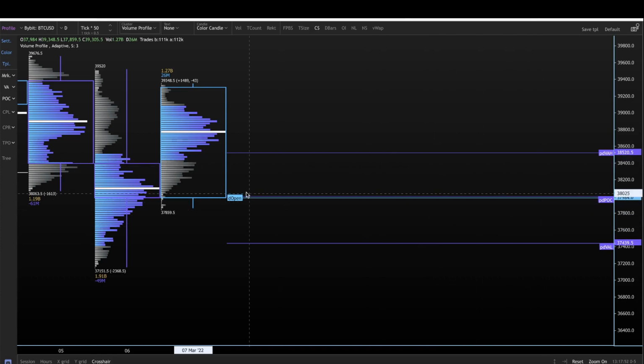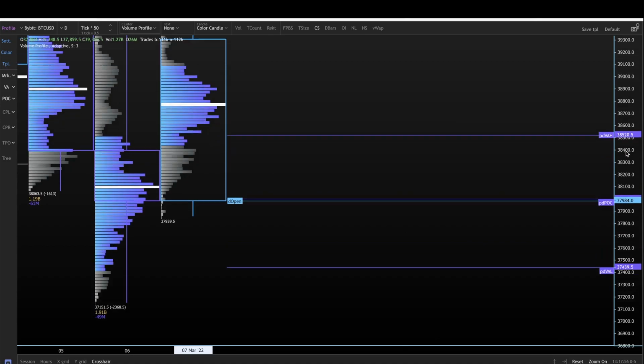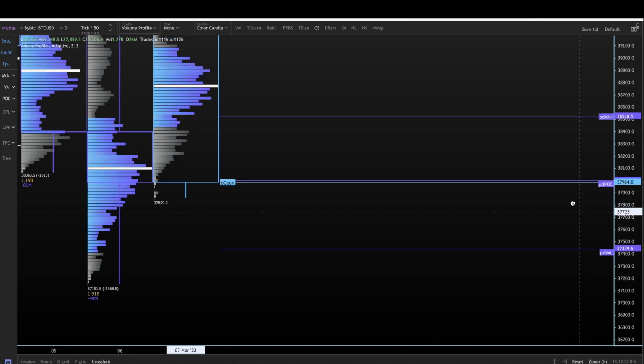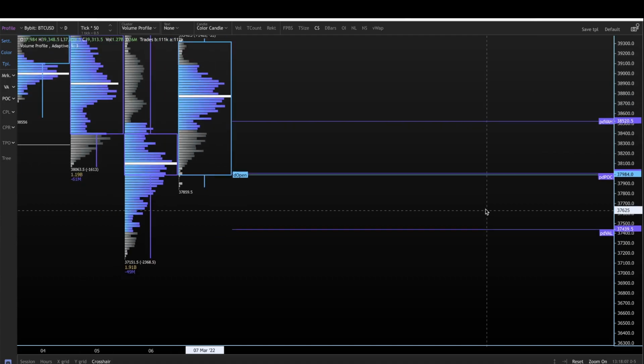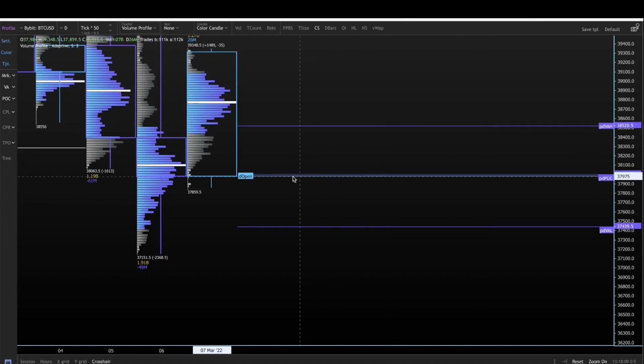You can see we have the daily open, which is this blue line coming in at 37,984. Then we have the previous day point of control coming in just above that. We have the previous day value area high, and then we have the previous day value area low. Now today we can see that the daily open opened up inside yesterday's value area.